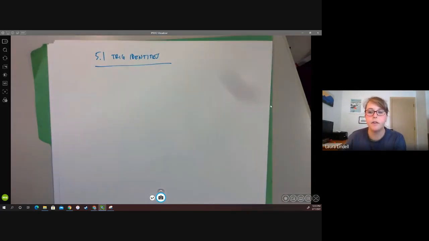Trig identities. There are several types of trig identities. There's actually 3 types that we're going to talk about today, and then we're going to talk about how to use them and get a lot of practice with using them over the next couple of days. You can expect a quiz for this probably next Wednesday sometime. We're only going to be quizzing over sections 5.1 and 5.2.